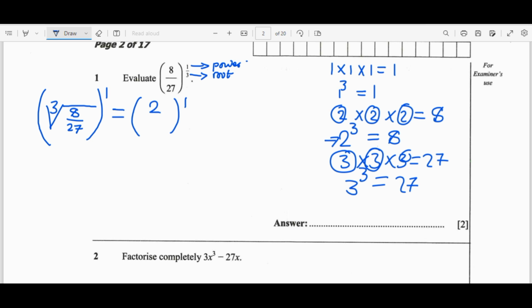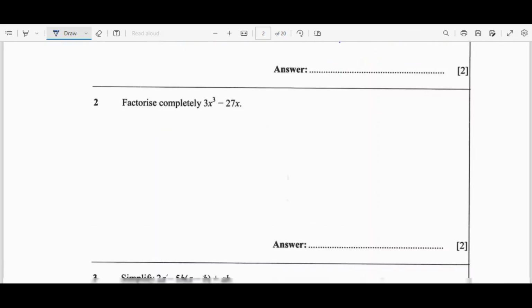So you write 2 divided by, then the cube root of 27 is this number 3 here, over 3. Then anything raised to the power 1 is equal to the same thing. So our final answer is 2 over 3. We move on to question 2.